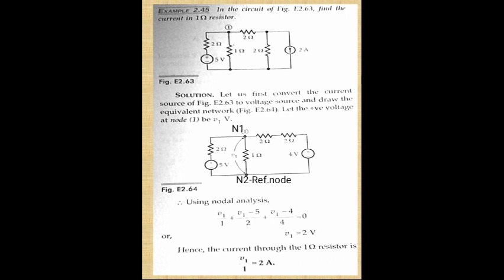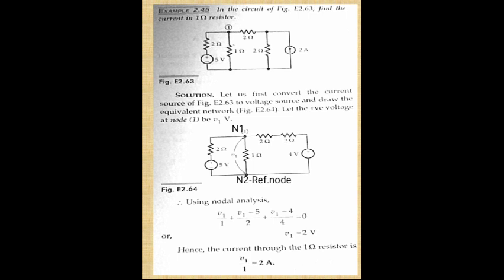This is due to substitution theorem. Now in the modified network, there are two nodes. One is N1 and second is N2. Now we consider N2 as a reference node. So the nodal equations will be 1.